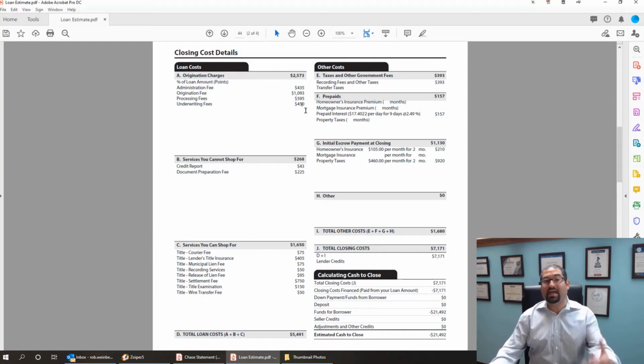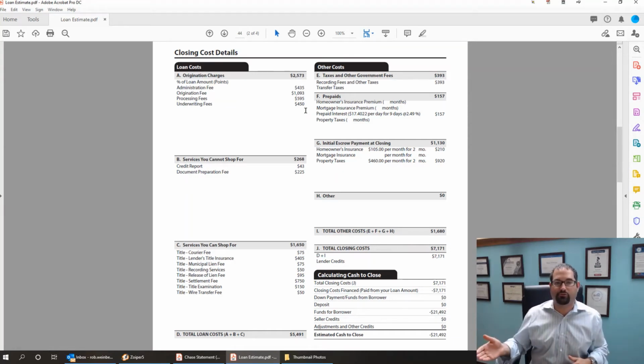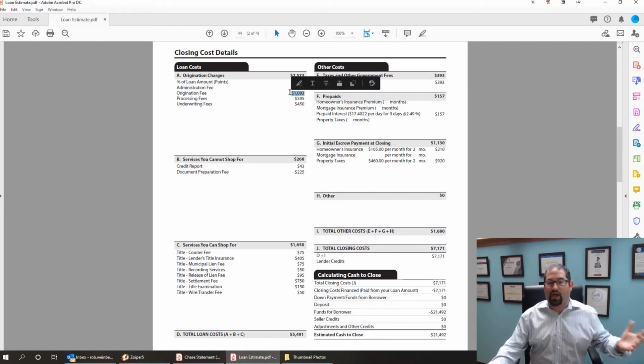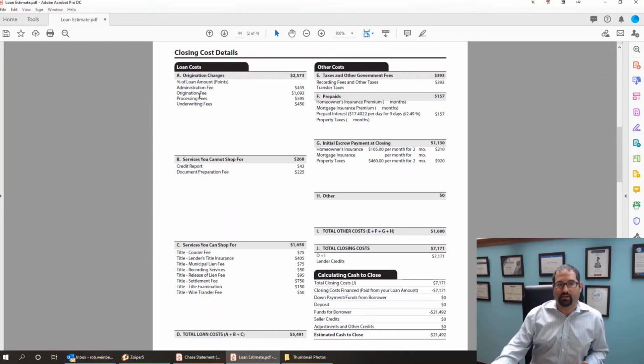Now I'll start by telling you that every lender is going to have different loan costs. Some lenders will have no loan costs and charge you a higher interest rate. Other lenders may just have a flat origination fee of $1,000, a couple thousand, and that encompasses all these different fees that are involved in the mortgage process.